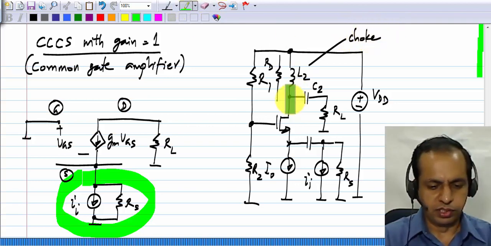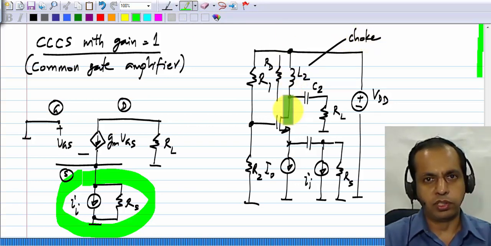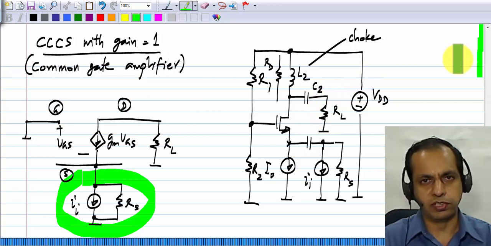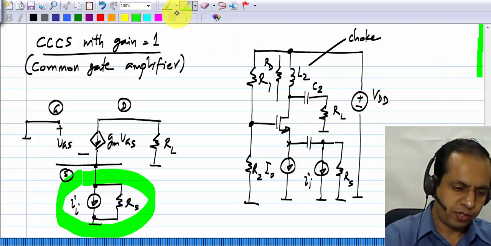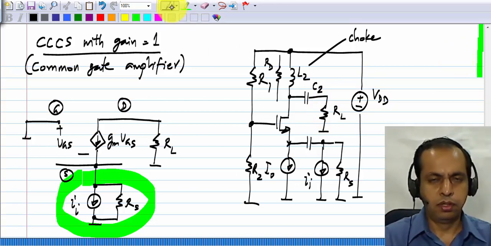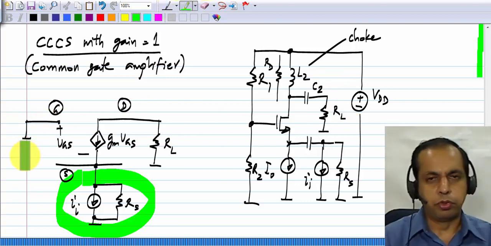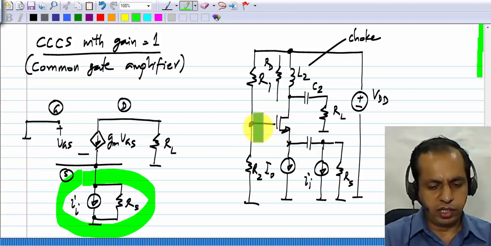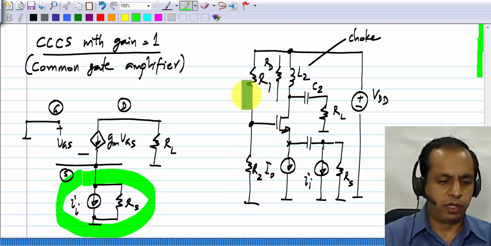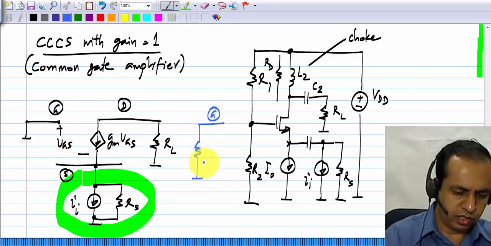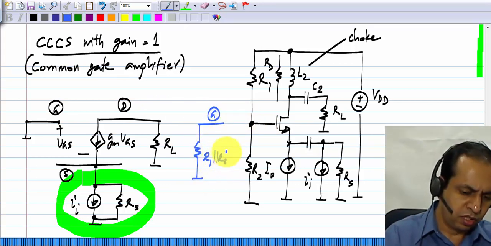Essentially there is no current flowing through this. You can think of it as choking the current that is going into the small signal ground and letting it all go into the load resistor. And the gate has to be connected to small signal ground. And if you look at it, it is connected to ground through R1 and R2. The actual picture looks like this. The gate terminal is connected to ground through this.